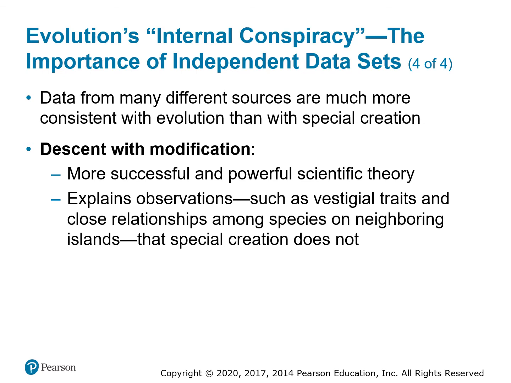Descent with modification is, again, one of the more successful and powerful evidences for this theory, because it helps explain things like vestigial traits and how these organisms are related in things like neighboring islands. And special creation, on the other hand, doesn't really explain that.